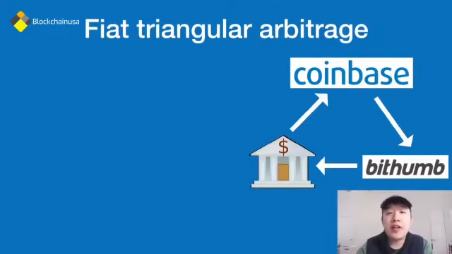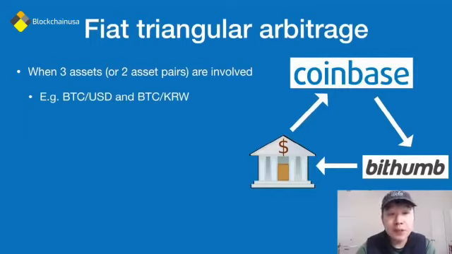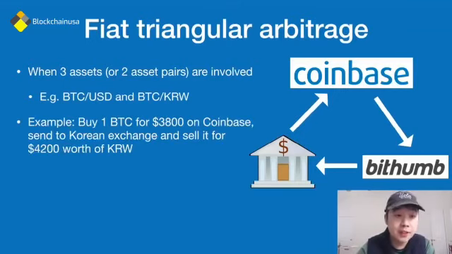Now, what about fiat triangular arbitrage? What is this all about? This is when you have three assets or two asset pairs involved with one shared asset between the pairs. An example is Bitcoin-USD and Bitcoin-Korean Won. Now, Bitcoin is a shared asset, but there are three total that we're dealing with here.